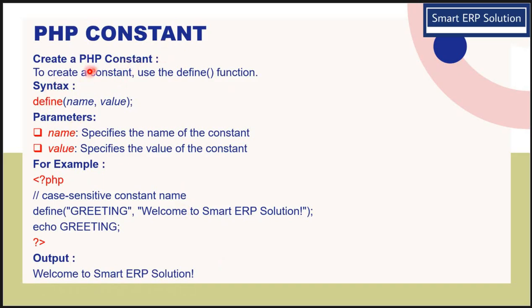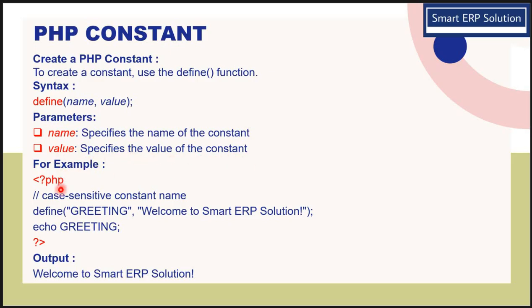PHP constant. To create a constant, use the define function. Syntax is define, then the name of the constant and then comma, then the value of the constant. Name and value are two parameters. Name specifies the name of the constant, value specifies the value of the constant.